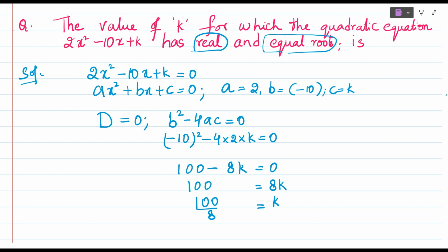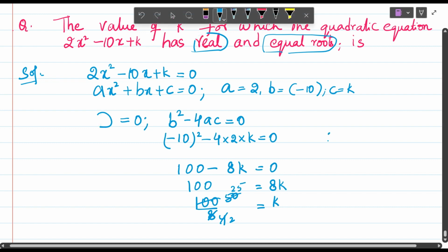So solve this. 2 4s are 8, 2 5s are 10, 2 2s are 4. 2 2s are 4, 2 5s are 10. Okay. So therefore, the value of k will be equal to 25 divided by 2.